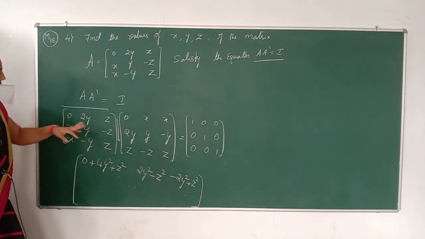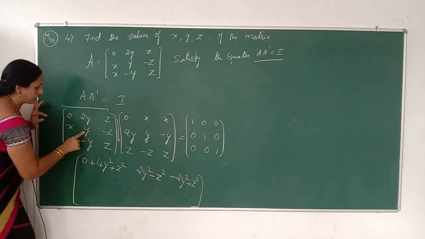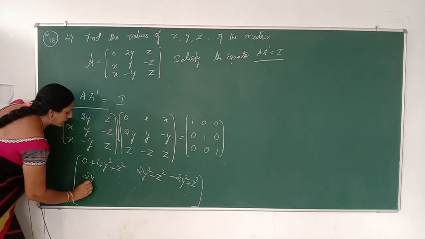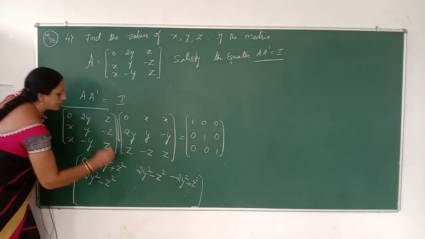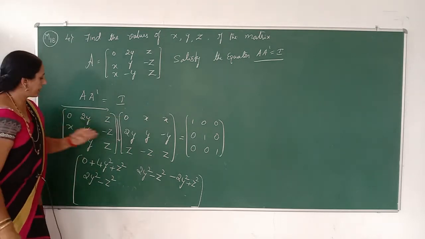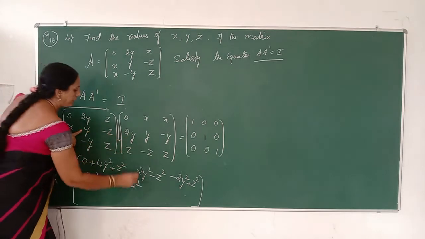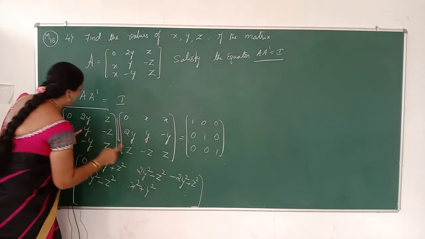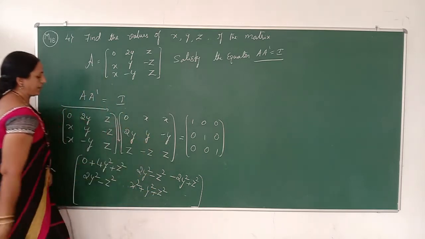Similarly, in second row, first column, 0 into x is 0, y into 2y is 2y square, z into minus z is minus z square. Second row, second column, x into x is x square, y into y is y square, minus z into minus z is plus z square.